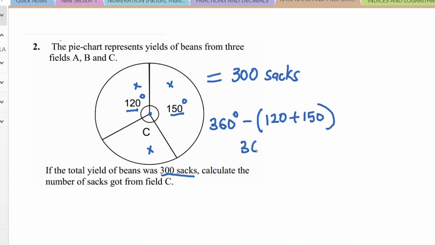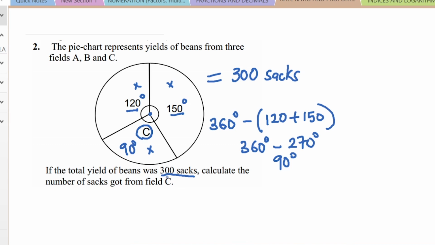So it's going to be 360 degrees minus, we are trying to find the missing angle of C. So this is 270. So 360 minus 270 is 90 degrees. So it means C represents 90 degrees. That is what it represents. So now they're asking us to find the yields gotten from C.